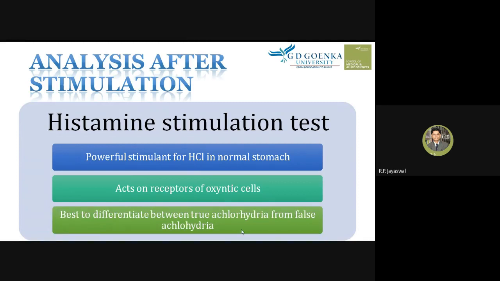It is best to differentiate true achlorhydria from false achlorhydria. Here, achlorhydria is a medical term which means no HCl production. So if there is a true achlorhydria, then it can be differentiated from the false achlorhydria. Let's say there is a report showing that there is no HCl in the gastric juice. So we can do the histamine stimulation test, and this is a confirmatory test which will help you to differentiate true achlorhydria from false achlorhydria.